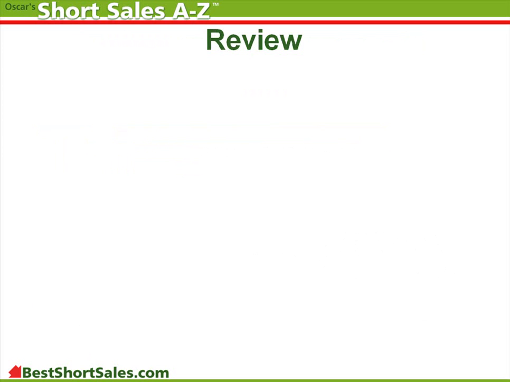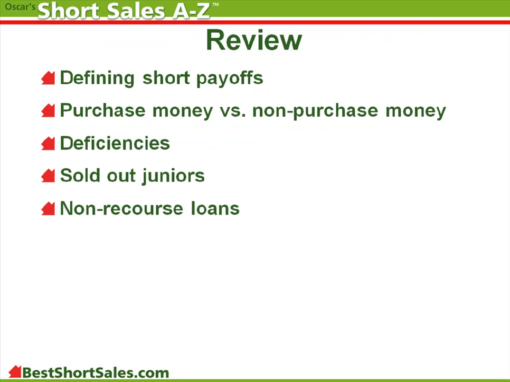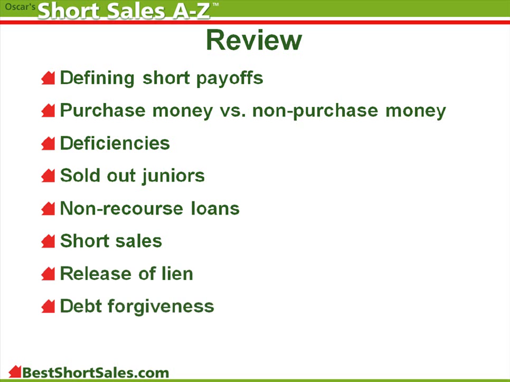Review. We started this chapter by defining short payoffs. Then we covered the difference between purchase money and non-purchase money. Deficiencies, sold-out juniors, and non-recourse loans were explained. That gave us the foundation to understand the difference between short sale and release of lien. We finished the chapter by understanding debt forgiveness and short payoff tax implications.